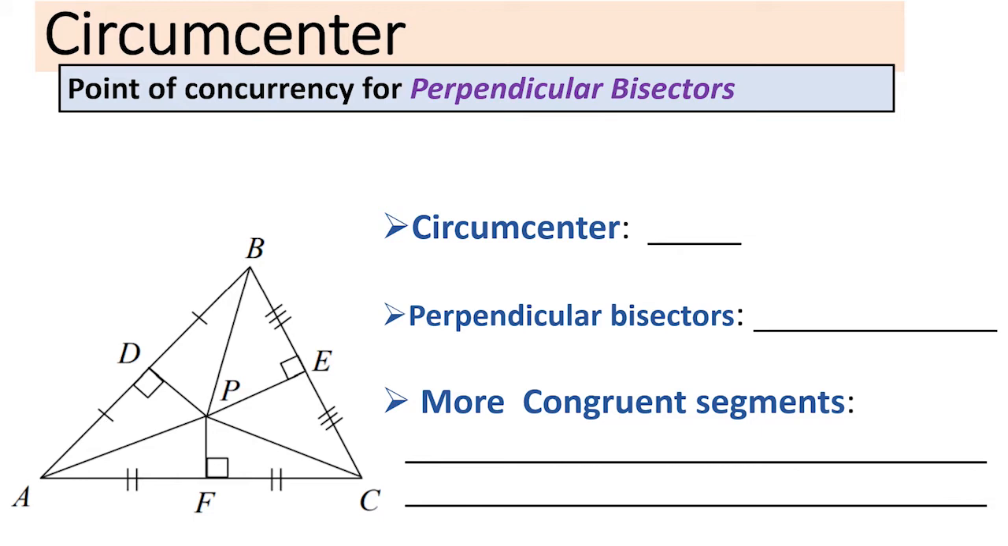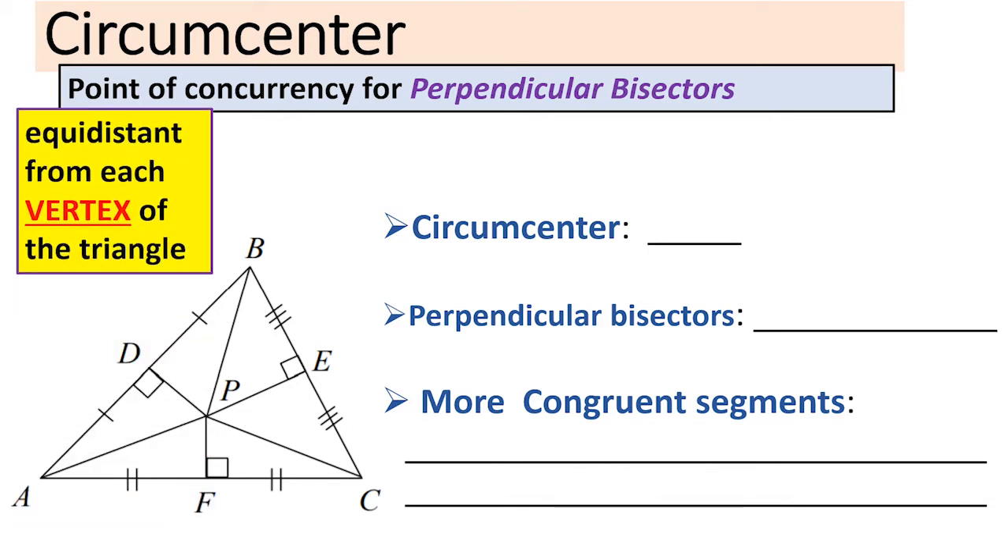So a little bit more about circumcenters here. We know that it is the point of concurrency for perpendicular bisectors, and it is also equidistant from each vertex of the triangle. So our vertices for this triangle are A, B, and C. So we can conclude that PA is equal to PB right here, and it's equal to PC. So if you know one of the segments, you know all of them because they are equal. Our circumcenter here is the point P.